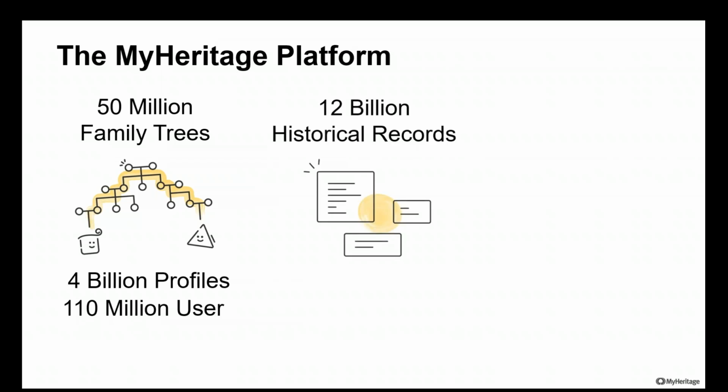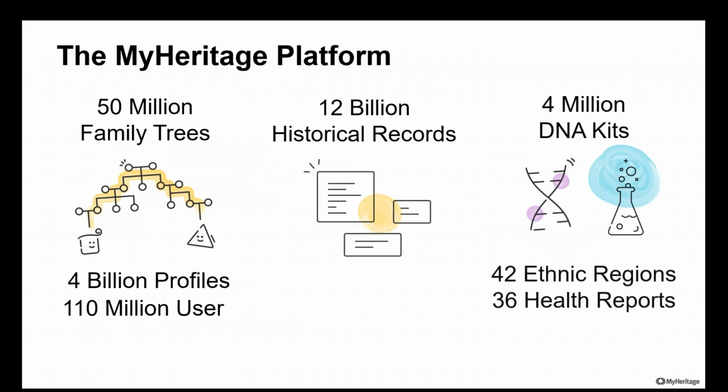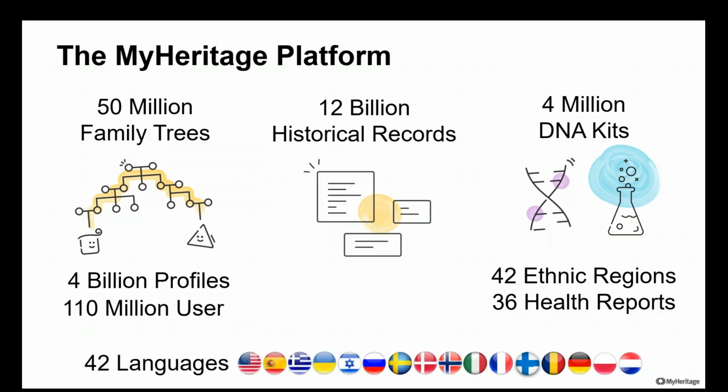We also reach 12 billion historical records from all over the world in multiple languages. You can find your family right there for you. We also have 4 million DNA kits. This is the new side of MyHeritage. We're using DNA not only to give you ethnicity regions, not only to give you matches with other people, but also health reports for you to improve your health. And all this supported in 42 languages.